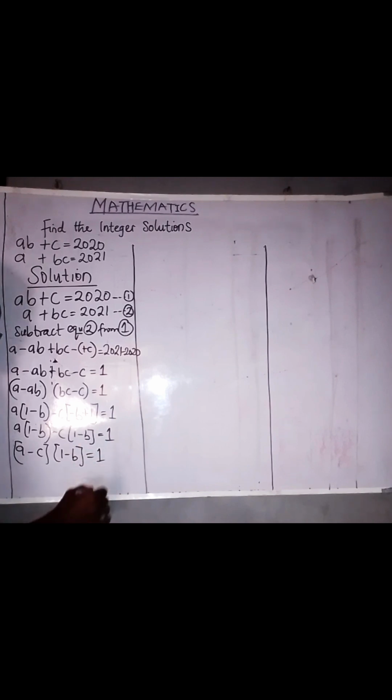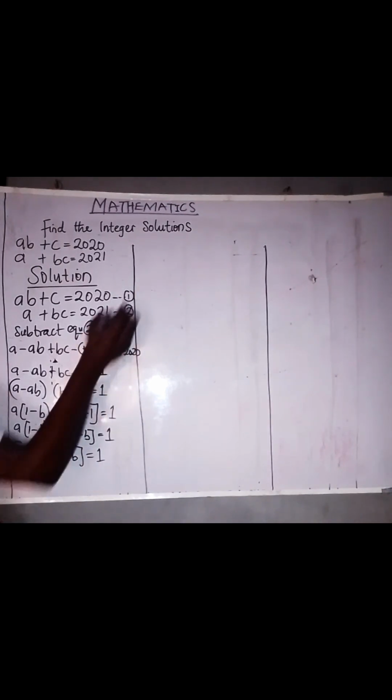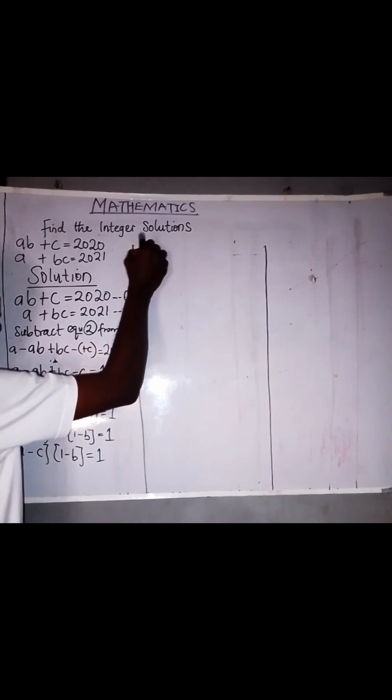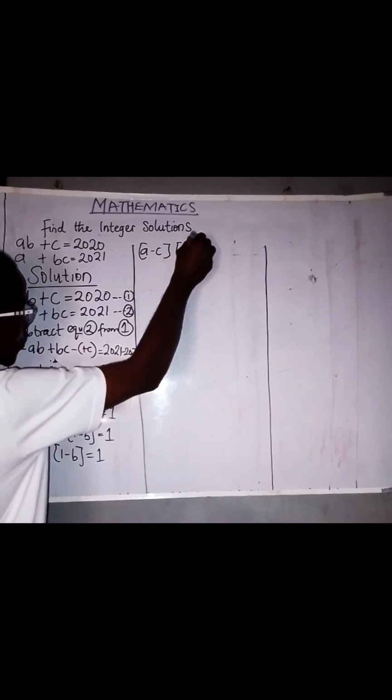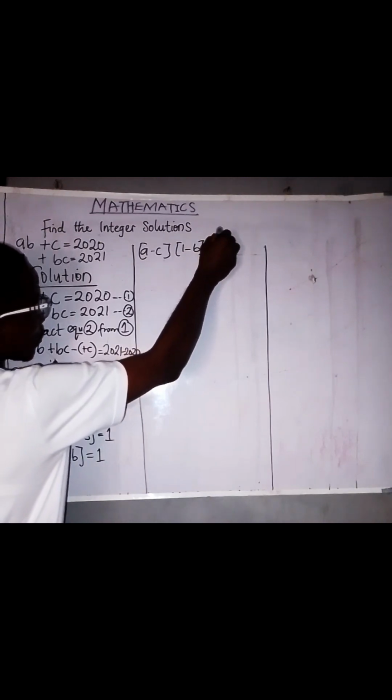They are both equal to what? 1. Alright, so I'll move to this part. So if they are both equal to 1, that means, if I'm looking at this very well, I have A minus C. Then I have what? 1 minus B equal to 1.